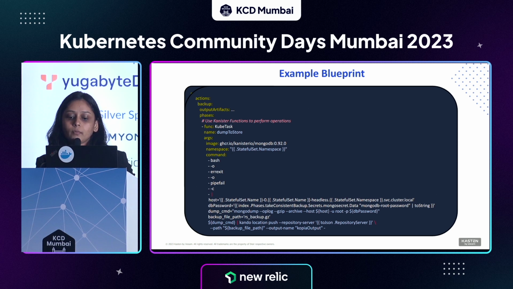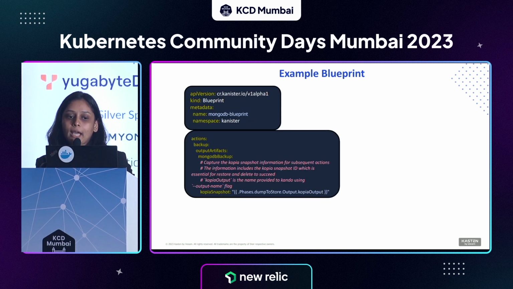When this particular action is executed, the blueprint creates an artifact, which is a reference that can be used by the next actions, that is restore and delete. So in this case, whenever the backup is created, we need a snapshot ID that would be used by the restore action later on to get the data from that snapshot ID.